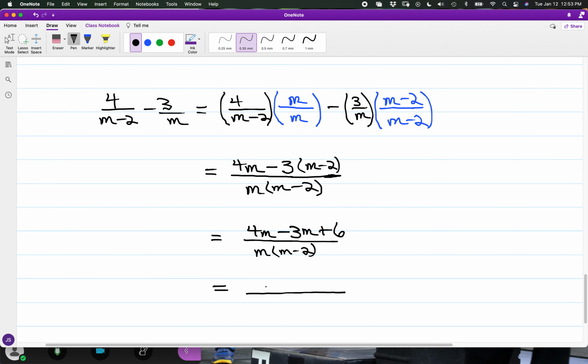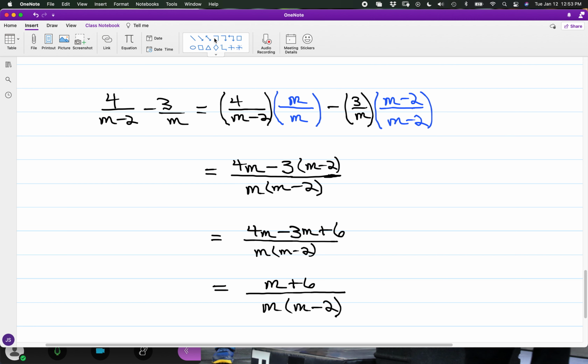So you have 4m minus 3m becomes m. And we have the addition of 6, all over m times the quantity of m minus 2. Okay, and so there are no common factors between the numerator and denominator. So m plus 6 is its own expression, as is just m as a standalone variable, and m minus 2 is also its own binomial. Okay, so this will be the result for the difference that we have for number 48.